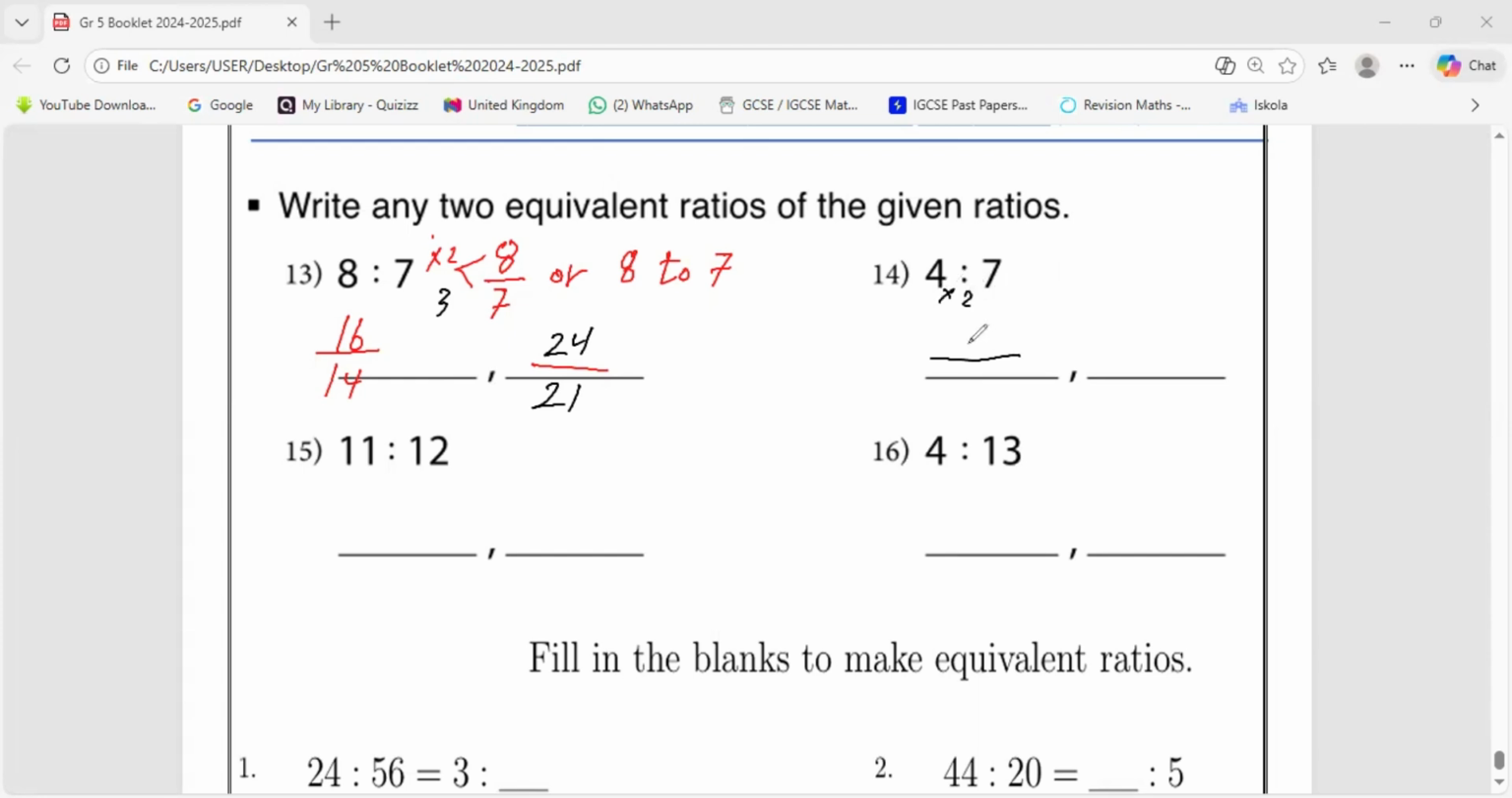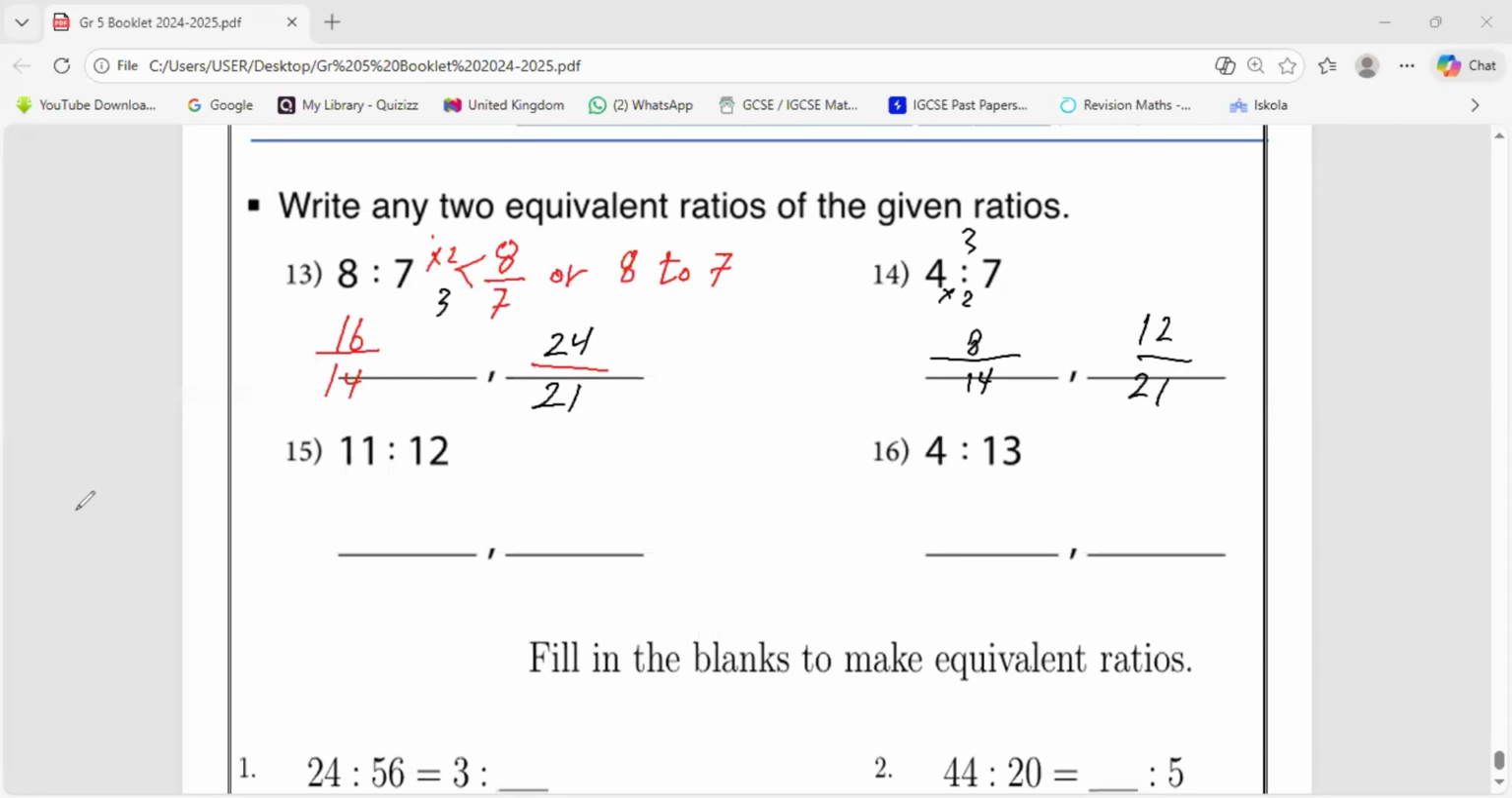Multiply by 2, we get 8, and 7 multiplied by 2 equals 14. You will multiply by 3: 4 multiplied by 3 is 12, and here 3 multiplied by 7 is 21.